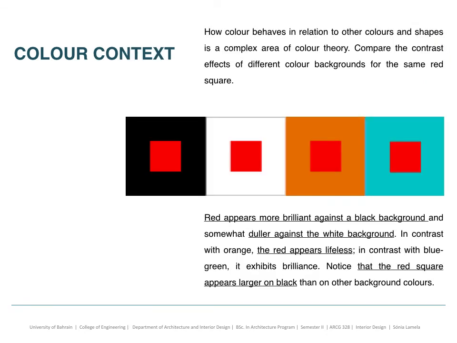Now, the color and the context are very important. The way that they appear with the background can make them feel lighter, darker, smaller, bigger. So here we have an example of a red square put on different backgrounds. The red, for example, appears brilliant against a black background, duller against a white background, and against orange the red appears lightless. It doesn't shine through. And the red square also looks larger on the black than on the other backgrounds.